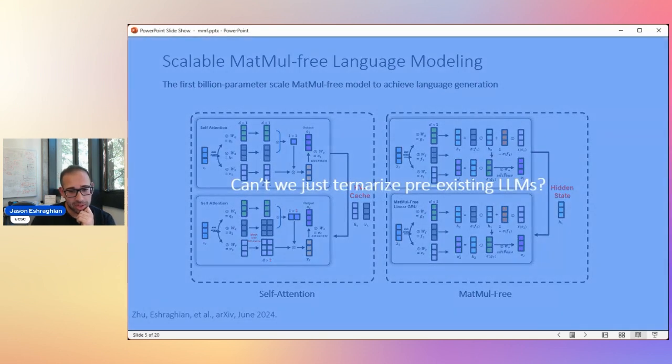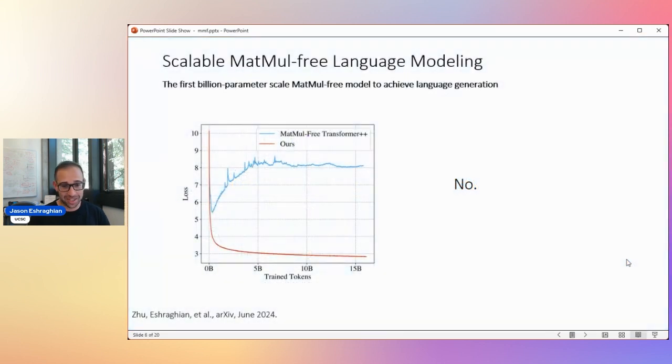So a logical next question could very simply be, all right, we went through all of this effort to ternarize, or to build this matrix multiply free LLM. Why don't we just ternarize a bunch of things that already exist, right? Can't we just ternarize pre-existing LLMs and get similar performance? No, the short answer is no.